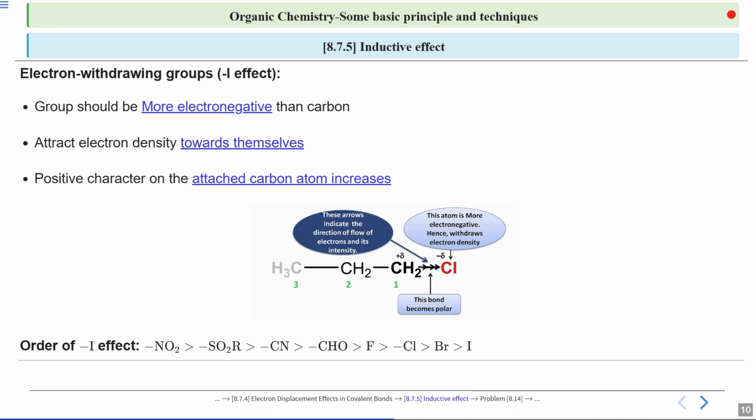If I ask you that we have a NO2 group attached to a carbon and a fluorine attached to a carbon, then which one will be more reactive? Obviously, you will say that NO2 will be the more reactive one. Meaning the carbon having the NO2 group will be more reactive, because it is having a greater positive charge on the carbon. So it will attract nucleophiles more easily.